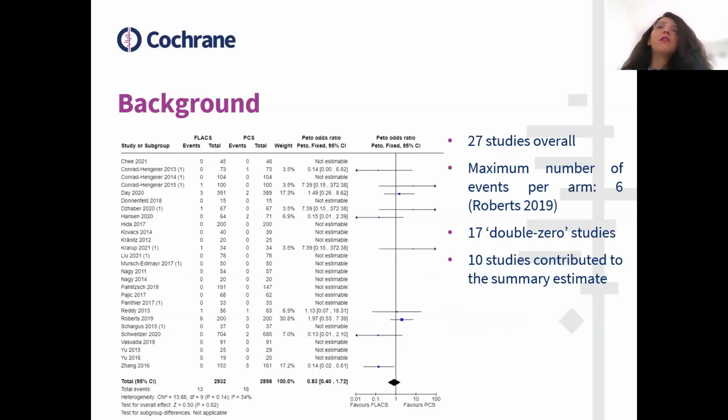Let's see a typical example. This is a meta-analysis from a published Cochrane review. Authors investigated whether laser-assisted cataract surgery would decrease the odds of posterior capsular tears compared to standard cataract surgery. As you can see, we have overall 27 studies investigating this comparison. But the maximum number of events per arm is only 6. We have 17 double-zero studies. That means in both arms we have 0 events. So only 10 studies contributed to the summary estimate of the meta-analysis.